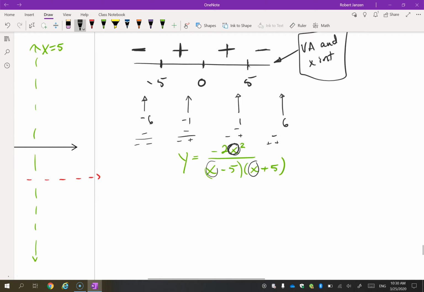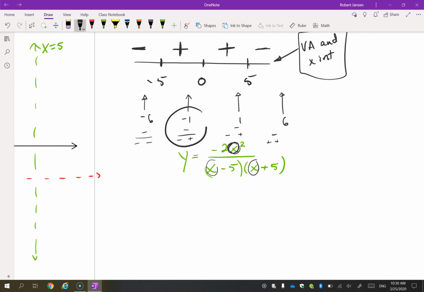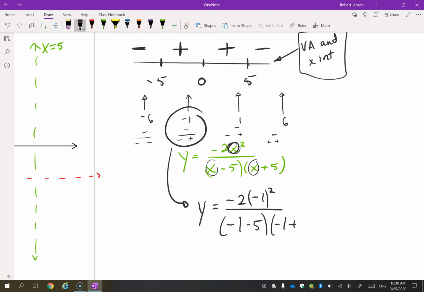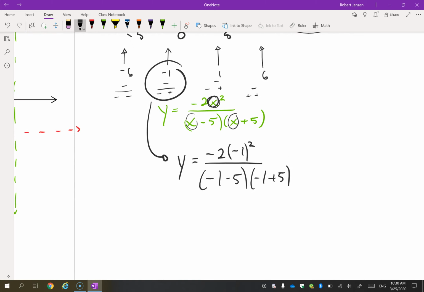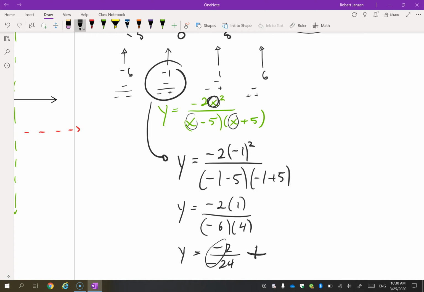I hope you understand what's going on with that sign diagram. Maybe I'll emphasize this one a little bit more and just show you what I'm doing. So I'm putting in a negative 1 where the x is. Okay, and then if I'm simplifying this, I get negative 2 times positive 1. I get negative 6, and I get positive 4. And you can see this is going to give me a negative 2 over negative 24. This turns out to be positive. So that's what I'm doing when I'm doing a sign diagram.